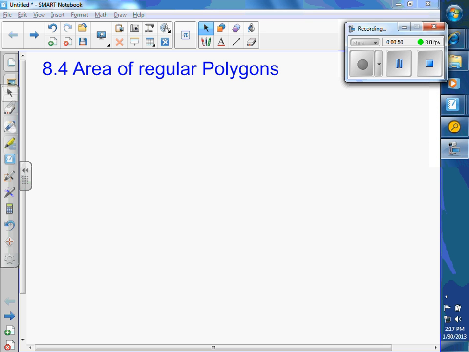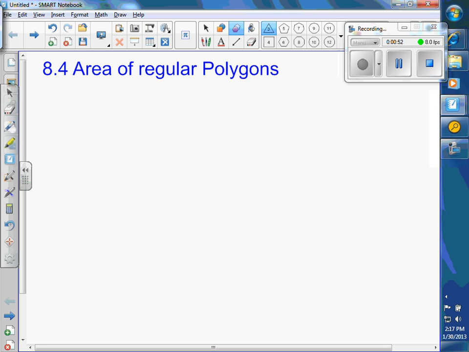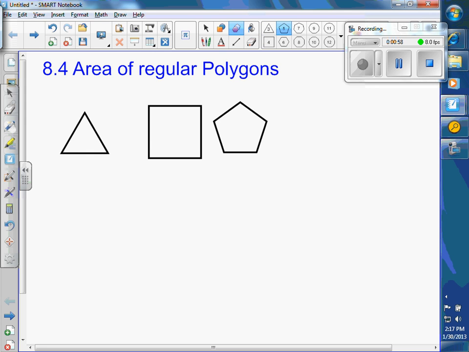So the goal today is to be able to find area of any kind of polygons, obviously triangles, squares, pentagons, hexagons, and so on and so forth.